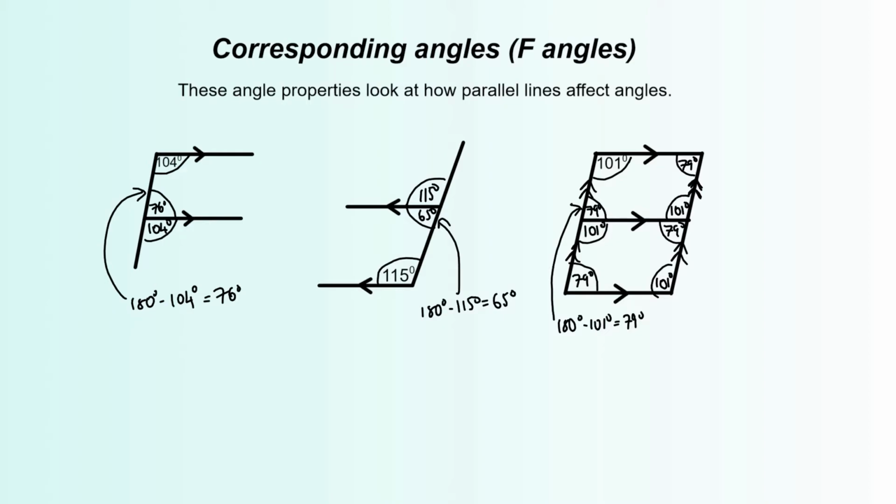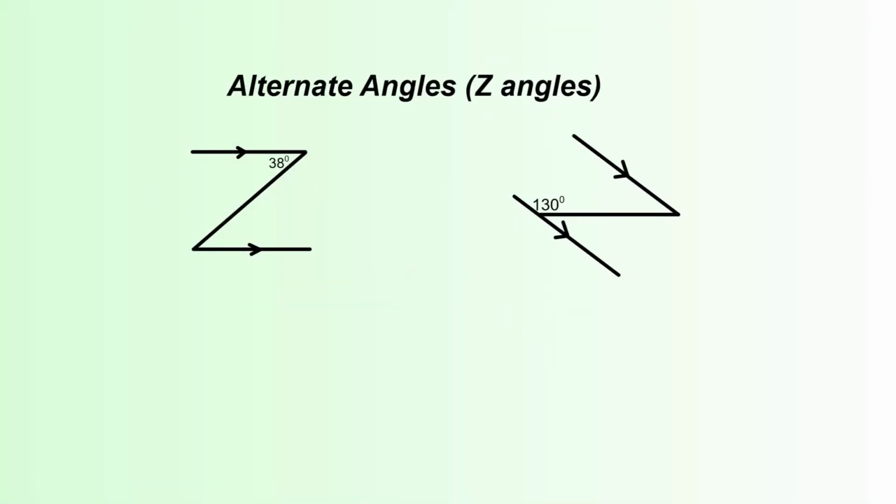Let's have a look at the final new property, which is Z angles or alternate angles. I find these a little bit easier to spot. They're called alternate angles because you can see you've got this Z shape here, parallel line at the top and bottom with a line joining it up. And if this is 38 degrees, the other corner of the Z shape is also 38 degrees. No calculation required.